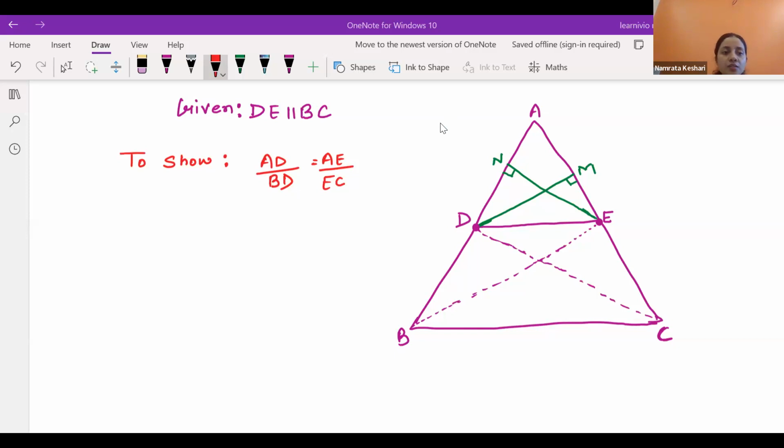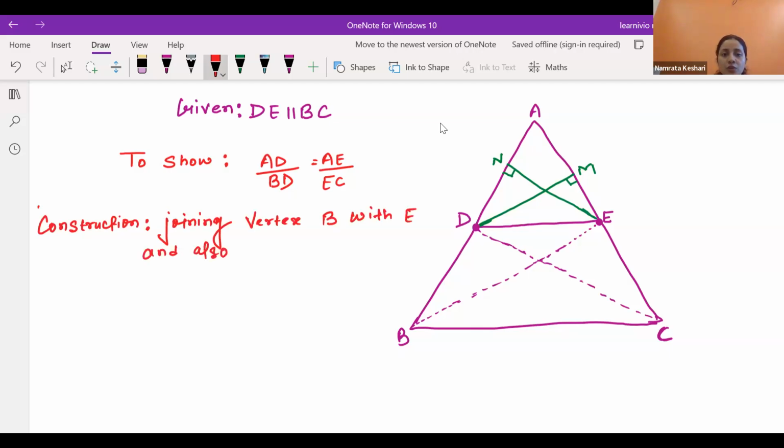So we are going to write the construction which we are doing over here. Construction: joining vertex B with E, and also joining the vertex C and D.